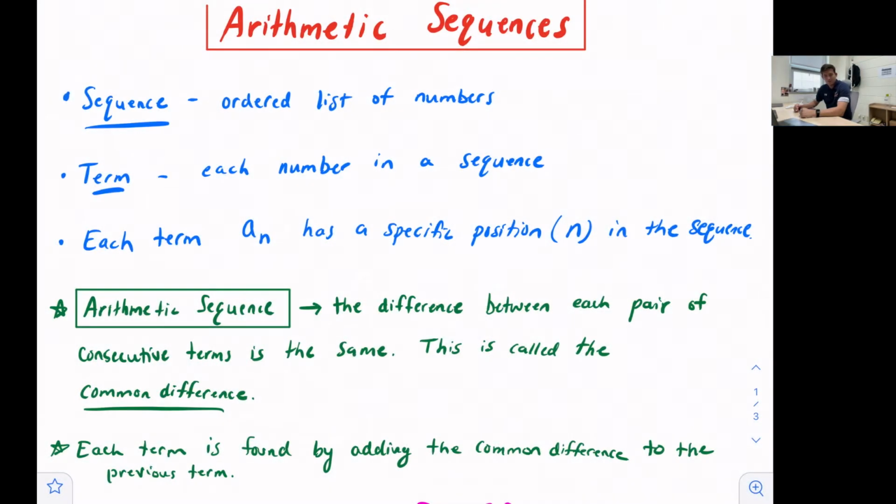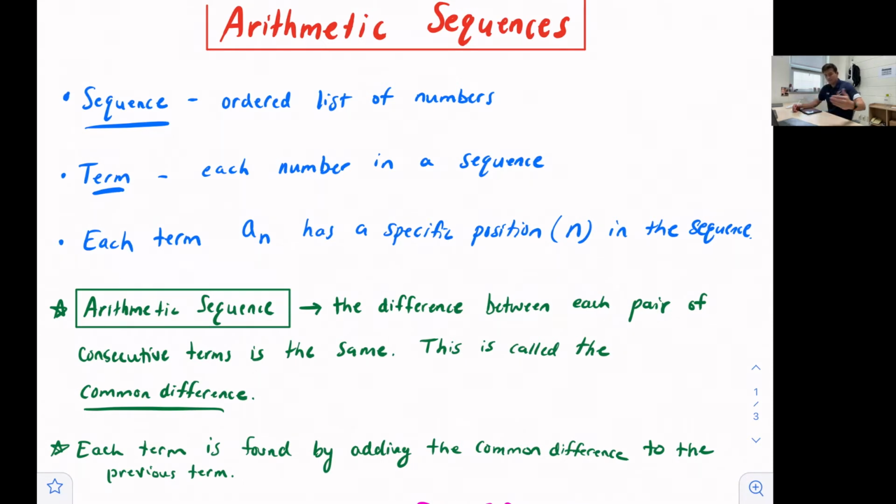Hello everyone, in this video we're going to talk about arithmetic sequences. Before we get into what an arithmetic sequence is, let's talk about what a sequence is. A sequence is just an ordered list of numbers. So you see 4 or 5 numbers and you can tell there is some operation that is taking you from one number to the next, right?